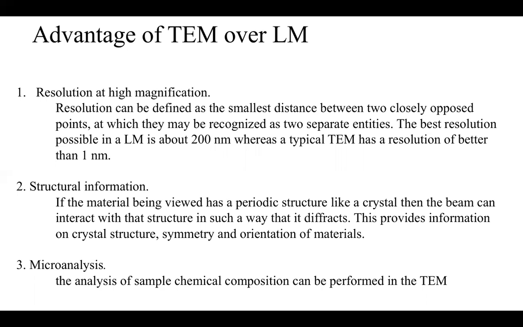Why? Compared to a photon with, let's say, 1 electron volt, an electron with the same energy has a much lower wavelength. So you can easily differentiate, and that's why the resolution is very high at higher magnification. The best resolution possible in light microscopy is about 200 nanometers, whereas a typical TEM has a resolution better than 1 nanometer. So you can get atomic resolution using high resolution TEM.